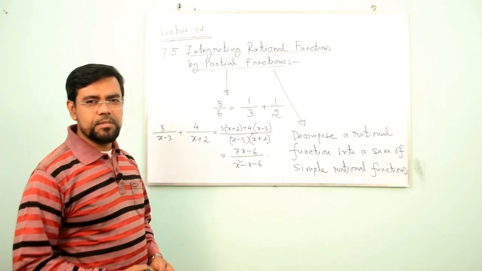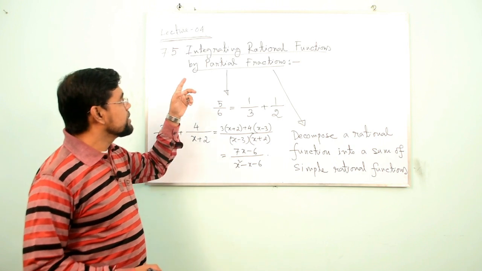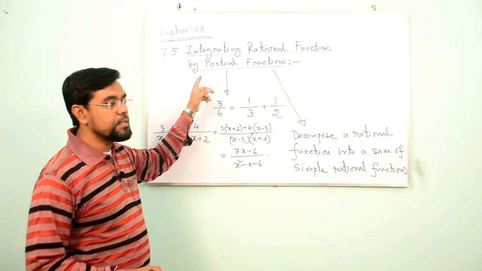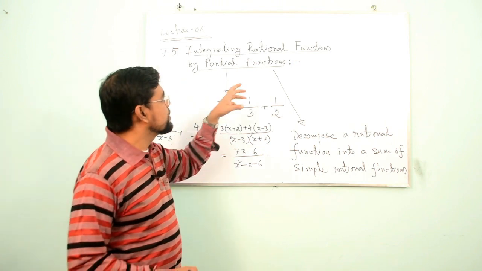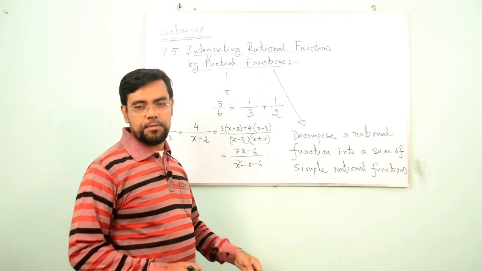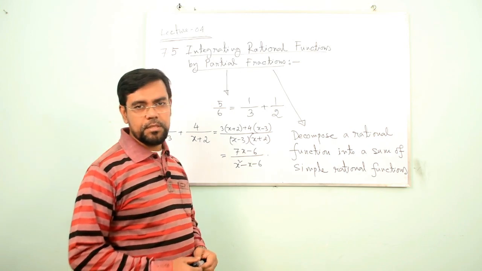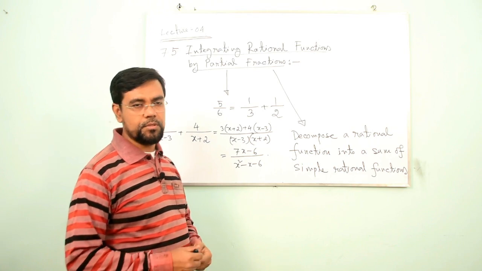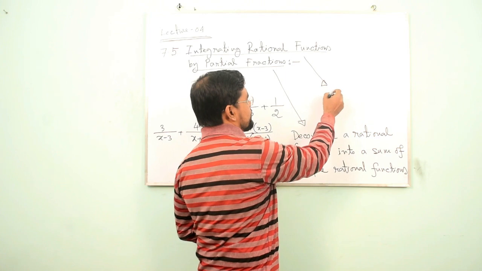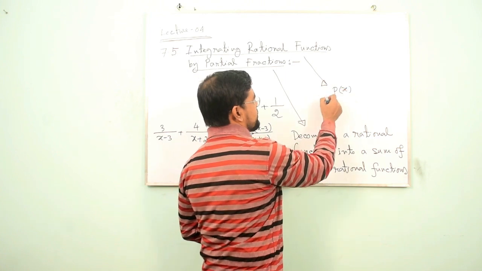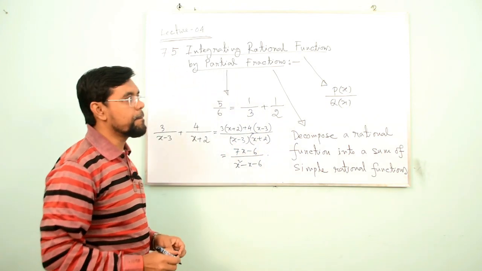So let's start today's lecture, lecture 4, and today's topic is integrating rational functions by partial fractions. The first question is, what does it mean by rational functions? A rational function is the ratio of two polynomials, or the ratio of two functions. For example, p(x) divided by q(x), so it is a rational function.